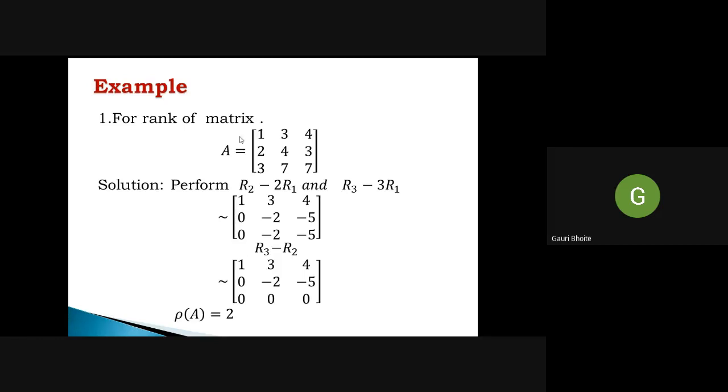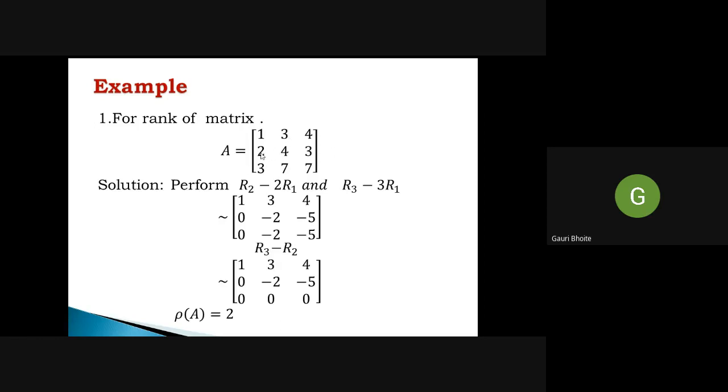Matrix A is given: first row 1, 3, 4; second row 2, 4, 3; third row 3, 7, 7. We have to find the rank of the matrix. So to find the rank, I first reduce matrix A into row echelon form. How do we reduce it? I use row transformations. First I make the entries 0 below A11.